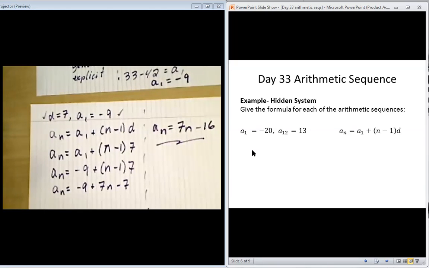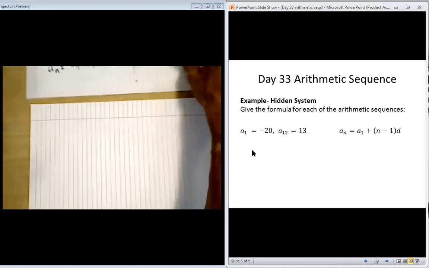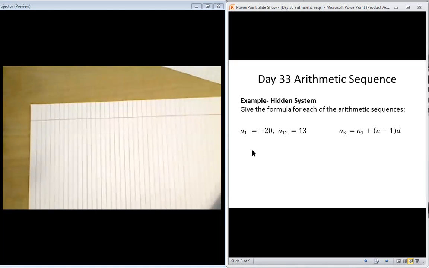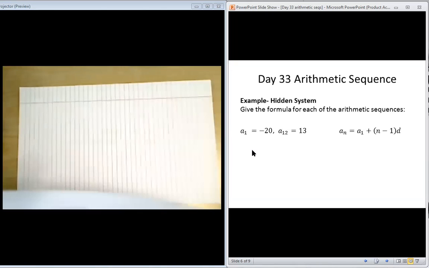Let's take a look at the next example. Still a two-step question, but in this case, we have A1. So in this case, we're going to be doing two steps with something else.